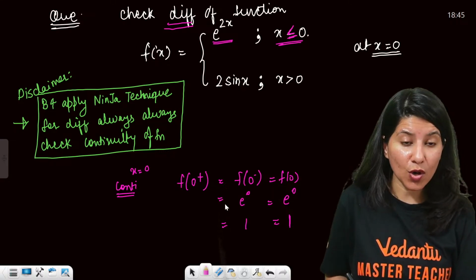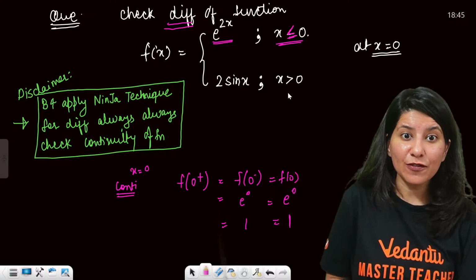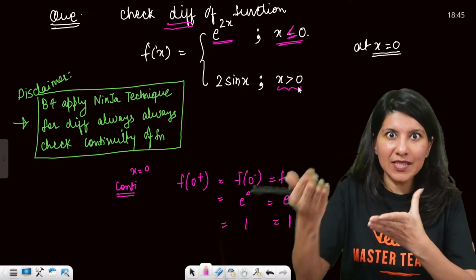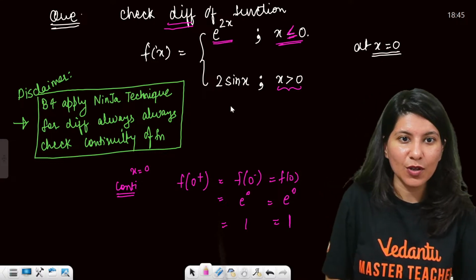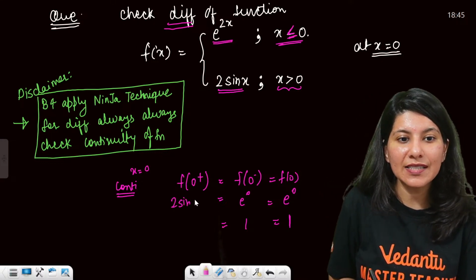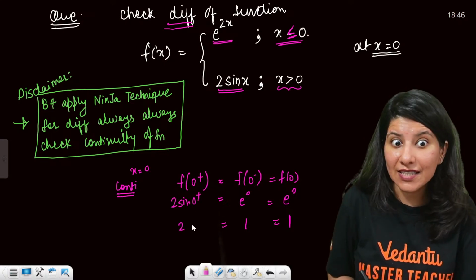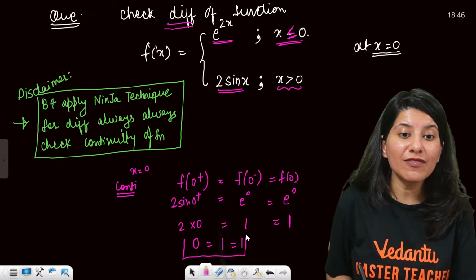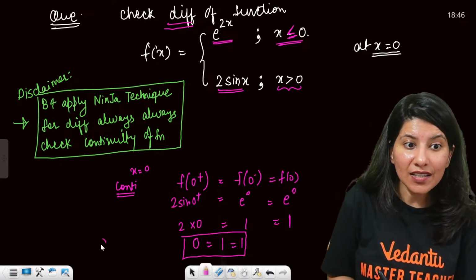But what about 0 plus? For 0 plus, x is greater than 0, that means right after the 0. So it is going to be 2 into sine 0 plus. Can you see sine 0 is what? 0. So the function is discontinuous.